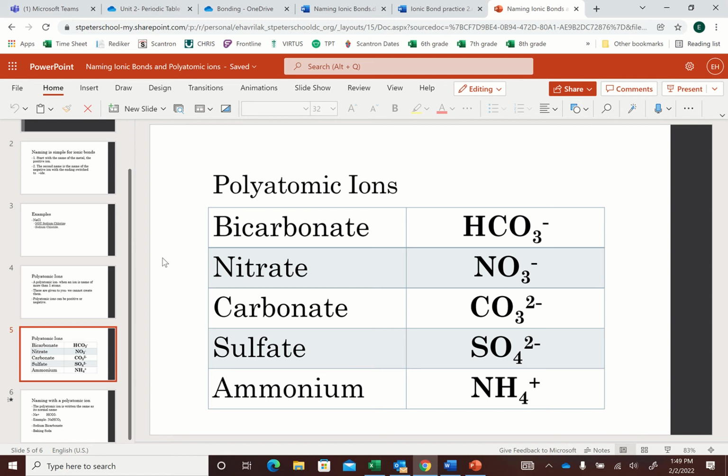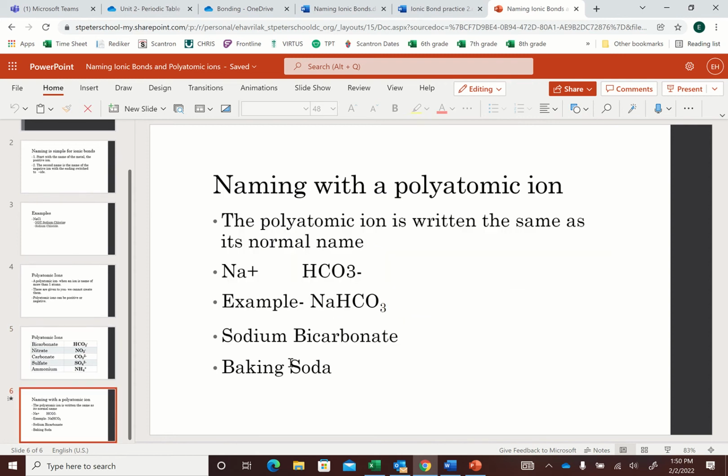Hey guys, here's a quick video in case you're having trouble with the polyatomic ions. Polyatomic ions do the exact same thing as regular ions. They just look different. This right here, HCO3-, his name is bicarbonate, but it's going to act exactly the same as your elements did, like Cl- when we did chlorine, because it was Cl-. This does exactly the same thing. It's just bigger.